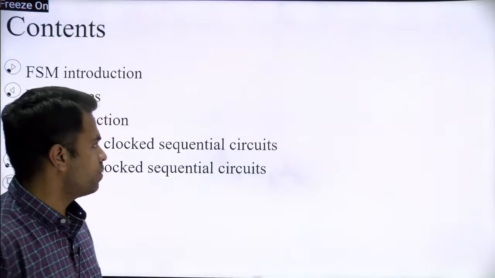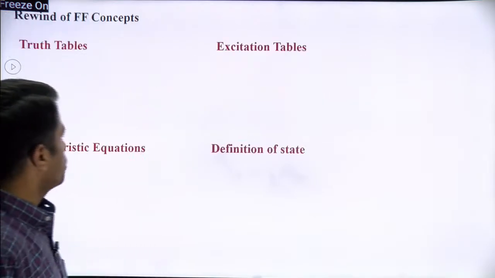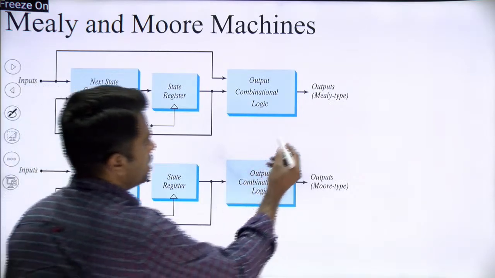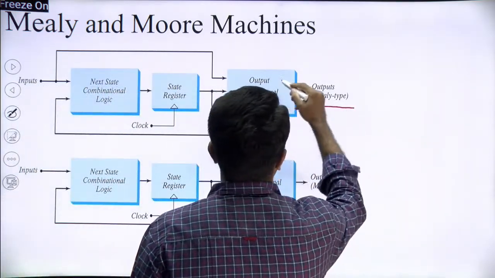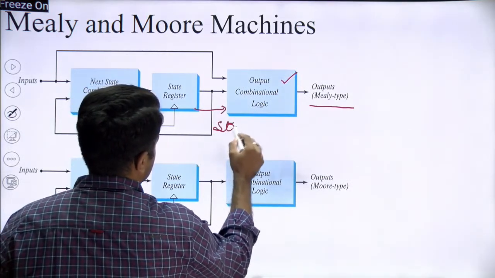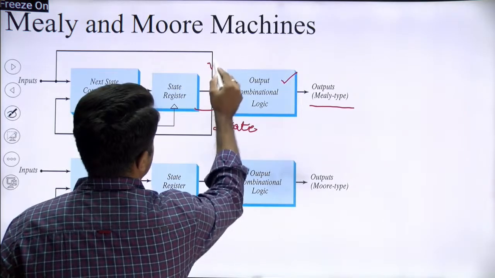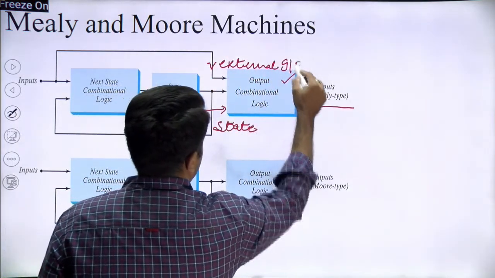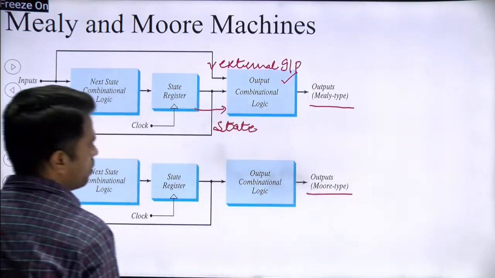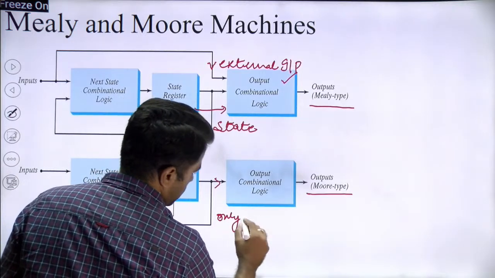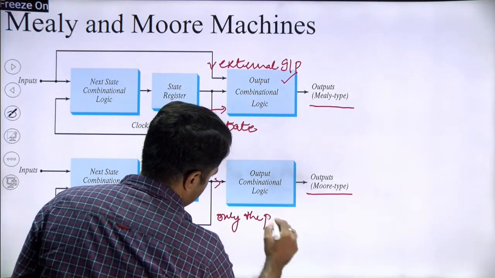Before going to the exact topic of analysis and design, let's summarize what we had covered yesterday. So this was the basic thing: Mealy and Moore machines. We had discussed that a Mealy machine is that machine in which the final output is dependent on this state and this external input. But in case of a Moore machine, the output is dependent only on the present state.